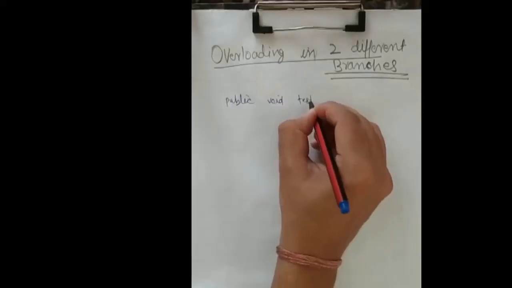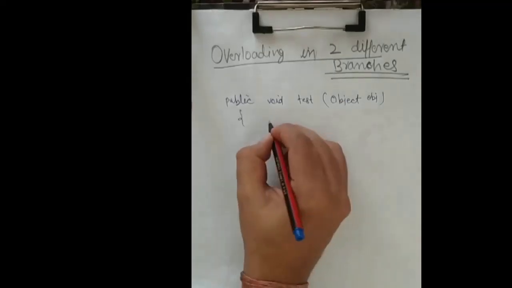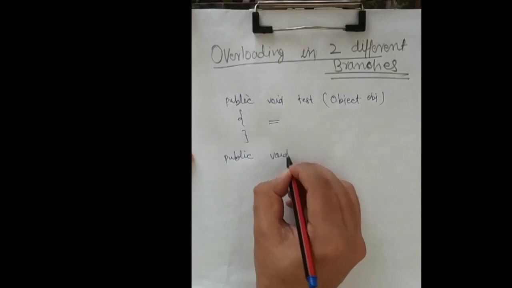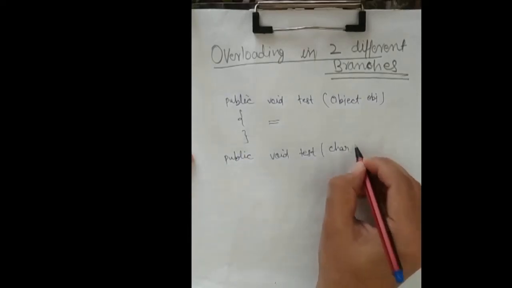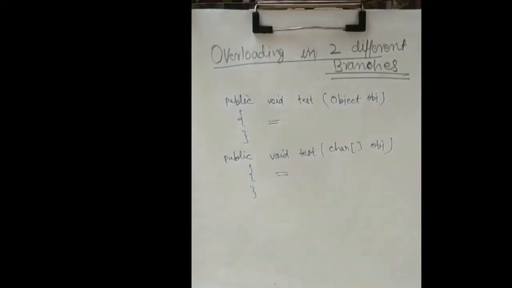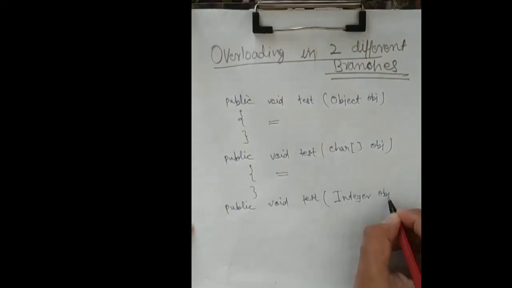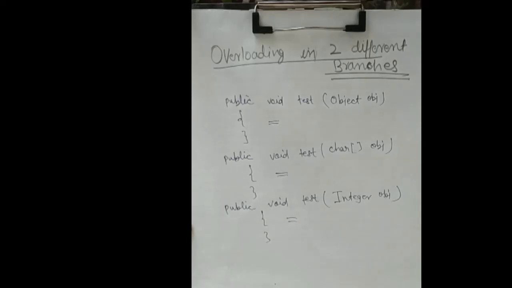Let's say public void test method with an Object obj argument, and you have one SOP in it. Now public void test, and this time I'm having an argument as a character array. Same, there would be some SOP in this. Now let's say one more method, test, with an Integer object as an argument, and an SOP in this. Now clearly you can see that there are three overloaded methods.